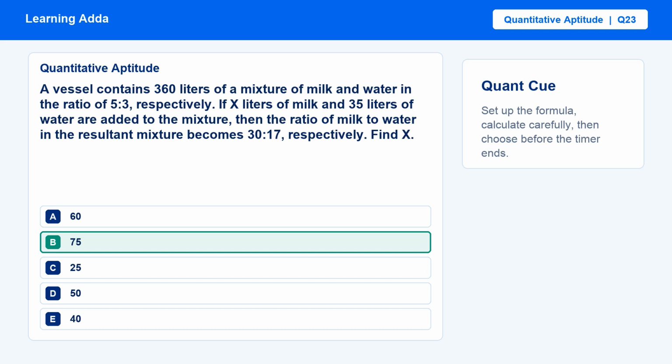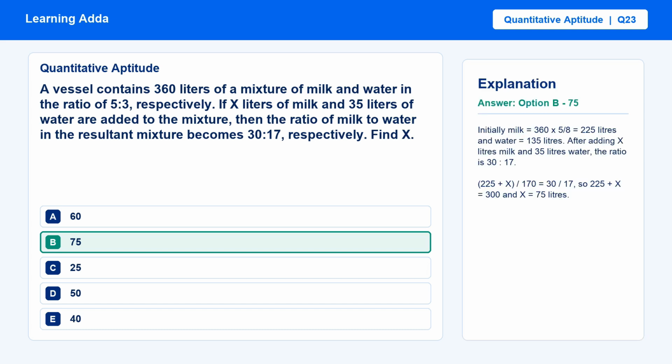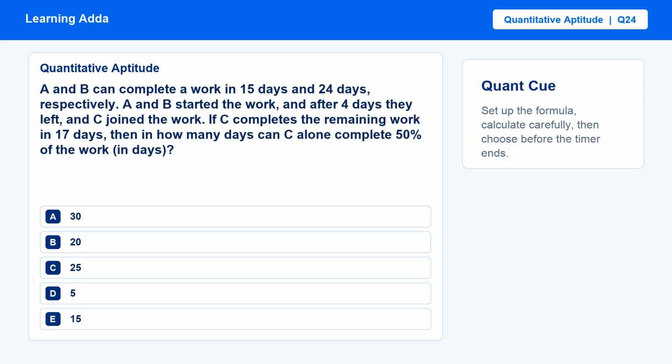The answer is option B, 75. Initially milk is equal to 360 x 5 divided by 8 equals 225 liters and water is equal to 135 liters. After adding x liters milk and 35 liters water, the ratio is 30:17. (225 plus x) divided by 170 is equal to 30:17, so 225 plus x is equal to 300 and x is equal to 75 liters.